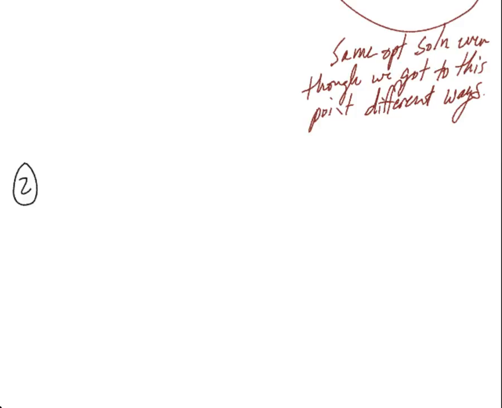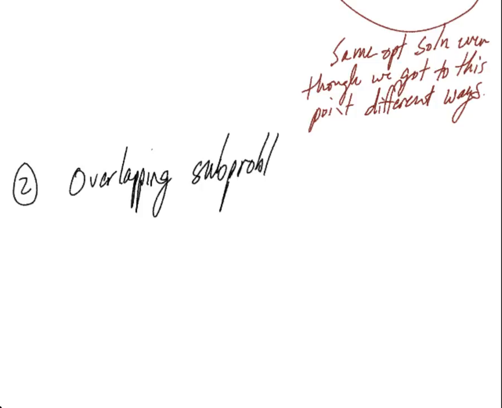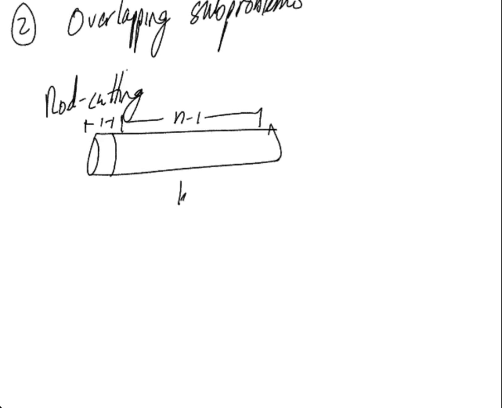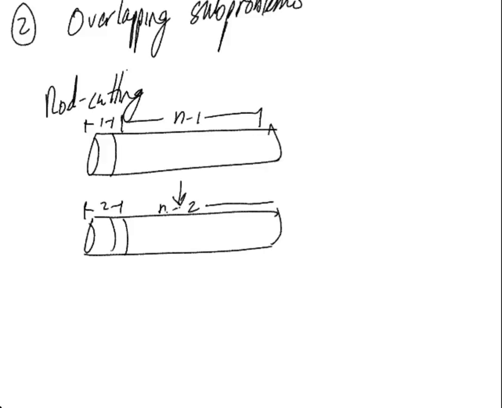The second ingredient is overlapping subproblems. So let's do the rod cutting example again. We have a rod, and according to the algorithm, we're going to make a cut of size 1. Then we'll solve the subproblem of size n minus 1. Okay. Then we'll make a recursive call, and we'll cut another one of size 1, so now we have 2 of size 1 each. We have n minus 2. And we're going to solve this problem with size n minus 2.